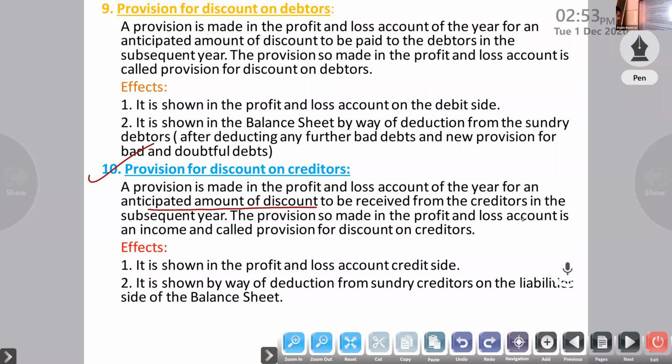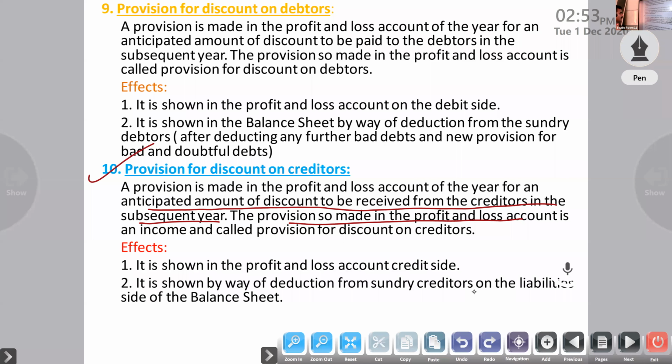It is treated as an income. So we will show it in the profit and loss account, credit side. That is the provision for discount on creditors. First, it will be shown on the profit and loss account credit side, and it is shown by way of deduction from the sundry creditors on the liability side of the balance sheet. That is the effect. So same, only opposite.